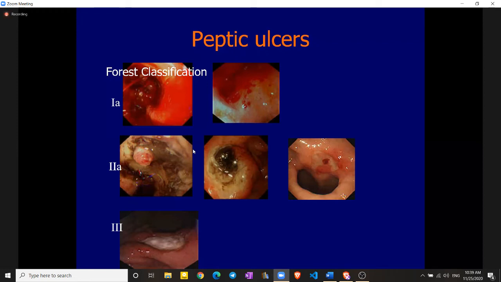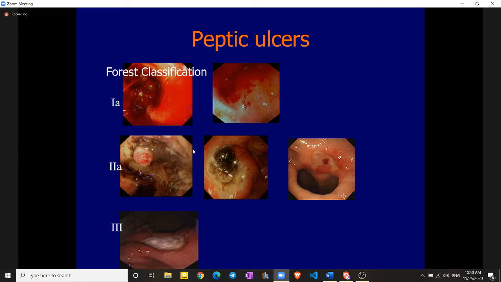So the worst situation, 1A, is when you see a spurting artery. Right? Though it's the worst situation, in a way, it's a good situation. And then you can see the bleed and you can treat it immediately. But of course, it is not for the faint-hearted, right? Then, so that is 1A. So then 2A is you can see the arteriole, right?